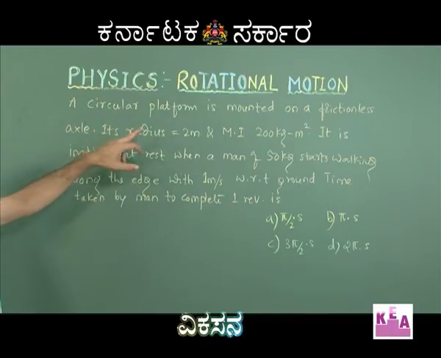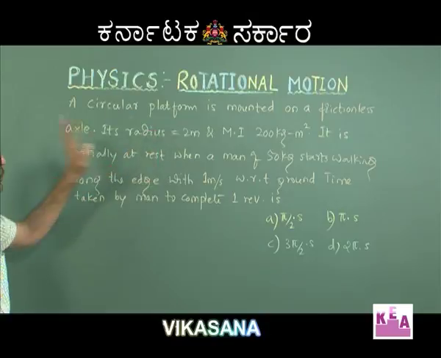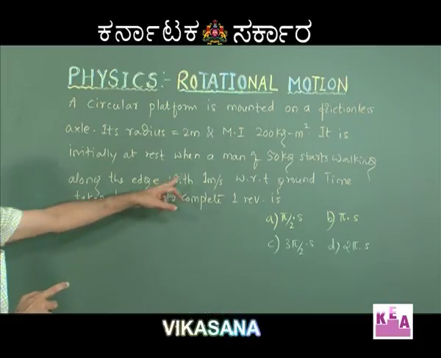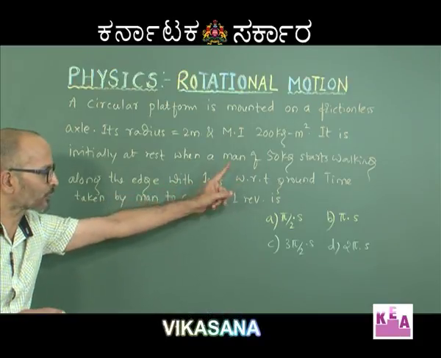A circular platform is mounted on a frictionless axle. The radius of the platform is 2 meters. The moment of inertia of that platform about the axis is 200 kg meter square. It is initially at rest when a man of mass 50 kg starts walking along the edge with 1 meter per second with respect to ground.